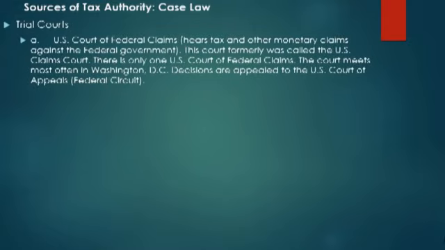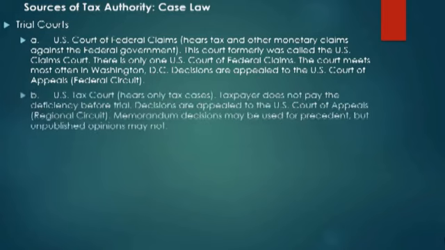So some of the trial courts relevant to tax issues include the U.S. Court of Federal Claims. The Court of Federal Claims hears tax and other monetary claims against the federal government. This court formerly was called the U.S. Claims Court. And there's only one U.S. Court of Federal Claims. The court meets most often in Washington, D.C., and decisions are appealed to the U.S. Court of Appeals.